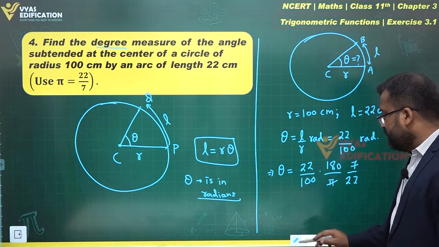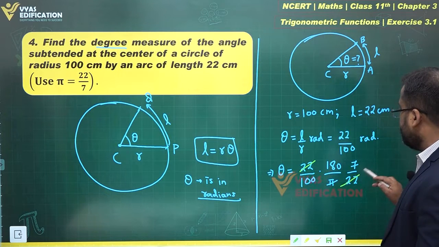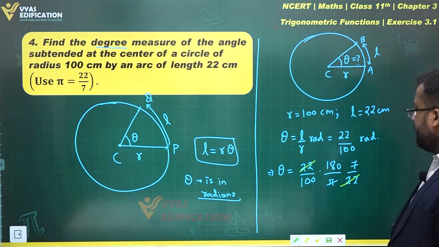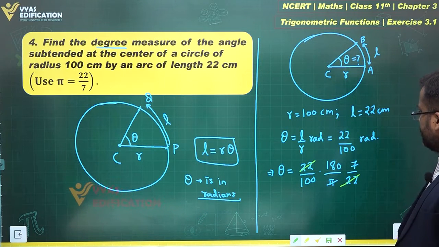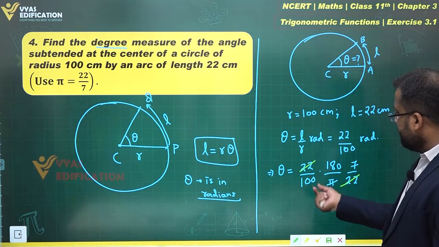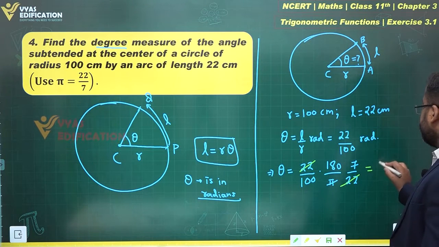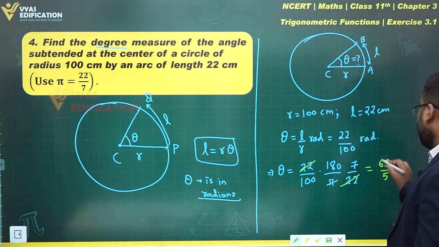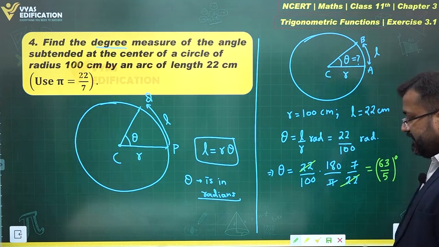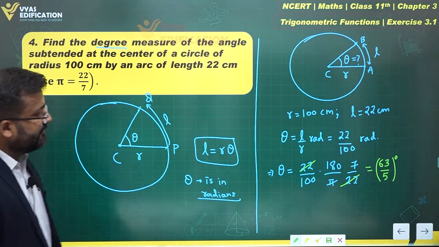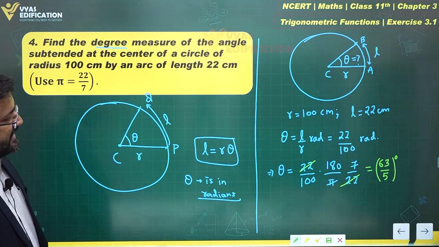Okay. Let's use these values. 22 gets cancelled with 22. 180 upon this would be actually 9 by 5. This is what you get. This becomes 9 by 5, and 9 times 7 is 63 upon 5 degrees. That's what you get. Please observe this carefully. The 63 upon 5 degrees. Yes, 9 times 7 is 63 and this is 5.